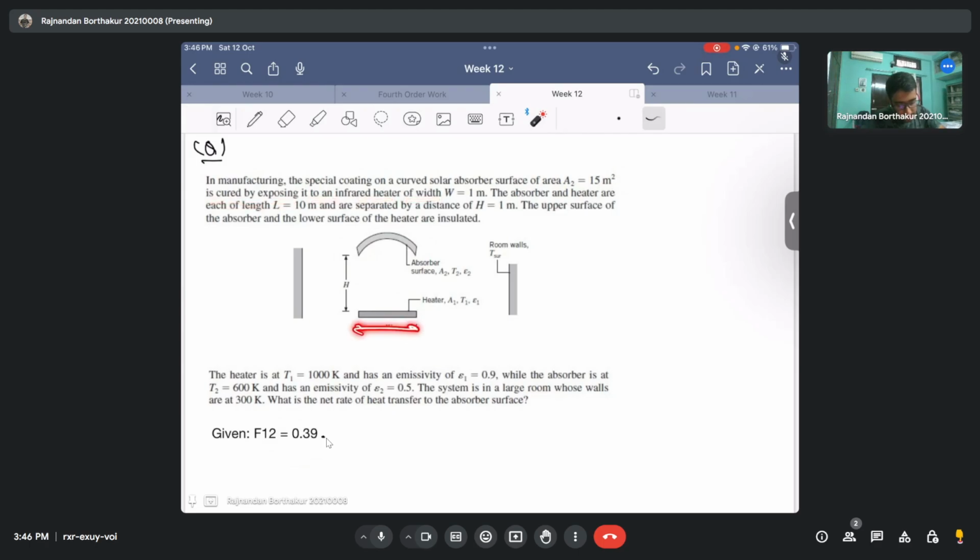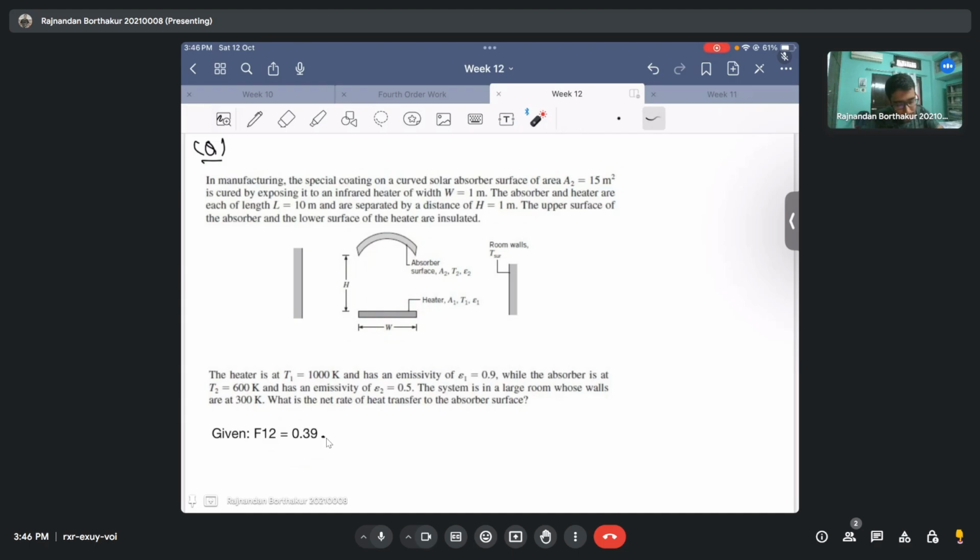So this heater width is given to be equal to 1 meter. The absorber and the heater are each of length L equal to 10 meter. That is the length of this absorber and the heater is given to be equal to 10 meter. And they are separated by a distance h equal to 1 meter. That is the distance of separation between this absorber and the heater.